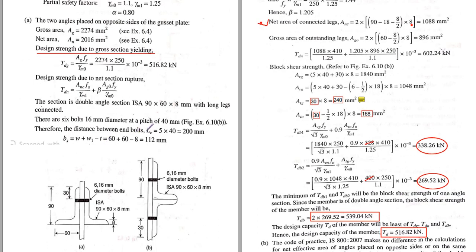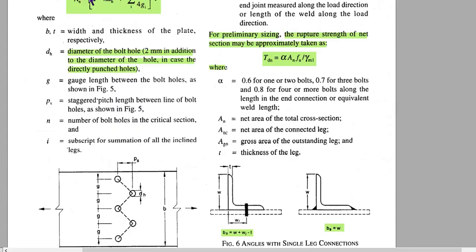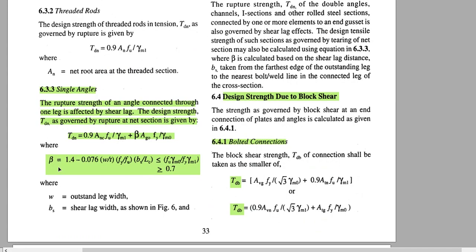To find the beta we need this BS. So we have to open our IS 800 because beta is given there. Okay, so to find this beta we need this W, T, BS and LC. BS is the shear lag width and LC is the length of the connection. Okay, and this W is the outstanding leg width.